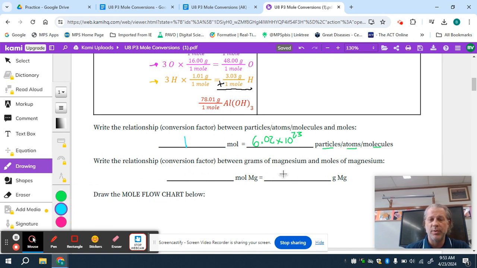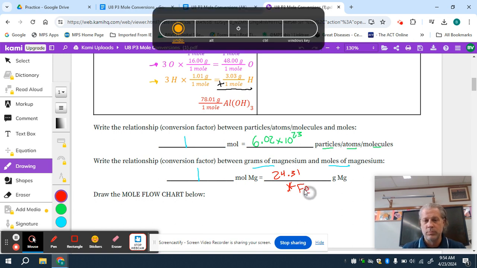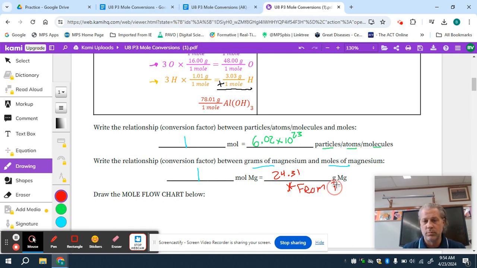The other conversion factor that we have to be able to remember is that when we're looking at the relationship between grams of magnesium and moles of magnesium, the relationship is always going to be 1 mole of magnesium is equal to the mass of magnesium. Again, that mass is going to be on the periodic table. And the mass of magnesium is 24.31 grams. So again, remember I got this from the periodic table. So now that's my relationship.